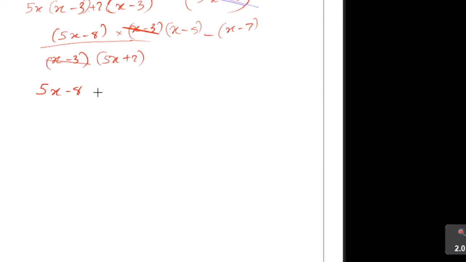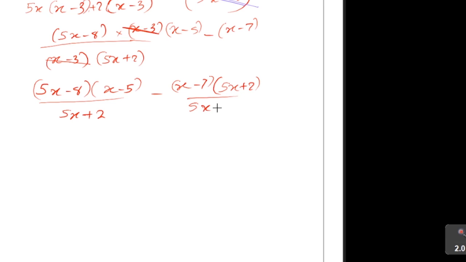5x minus 8 into x minus 5 divided by 5x plus 2, minus x minus 7. Now I think it's time for us to get a common denominator and expand the brackets in the denominators as well. So I'm going to take 5x plus 2 here, up and down, here also 5x plus 2. In the previous case, if you are going to get a common denominator, there will be power 4 terms. It's a headache to be in such an equation.